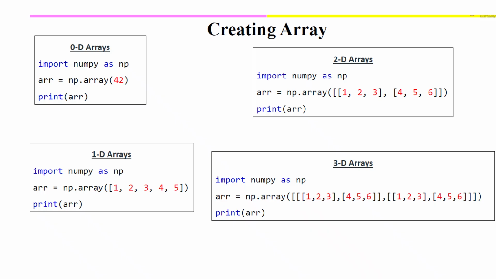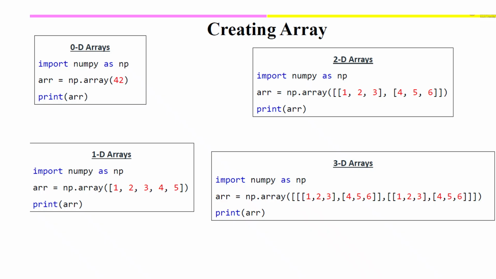Coming to the one-dimensional array, as a first step we write import numpy as np, then the variable name is arr, that is equal to np.array, and the list which includes 1, 2, 3, 4 and 5, and then we print arr. We pass a single list, and the array has one dimension. It looks like a row of elements, which is commonly used to represent a list of numbers, a vector, a single row of data.